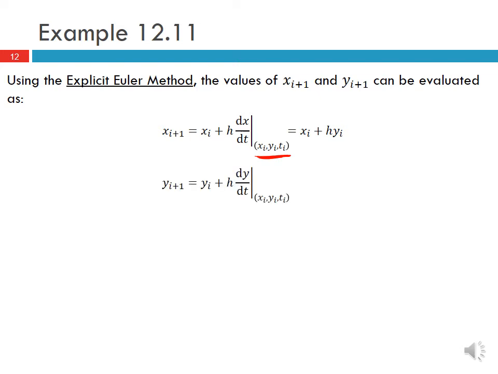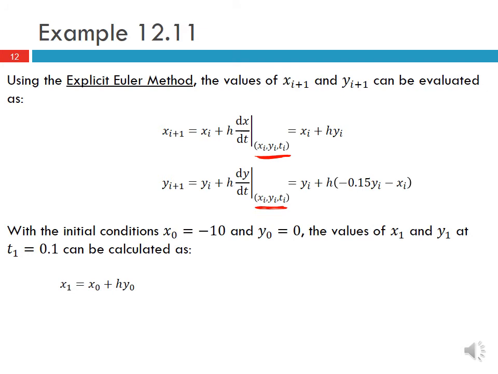And now y_{i+1} is equal to y_i plus h times dy/dt evaluated at the stuff that we know, which is x_i, y_i, and t_i. In this case, we can plug in our dy/dt here. So our y_{i+1} is equal to y_i plus h times (minus 0.15 y_i minus x_i).